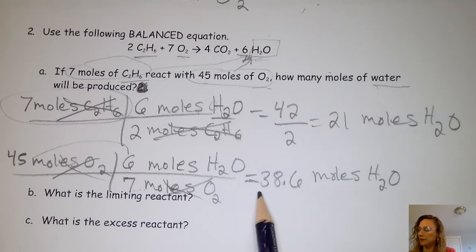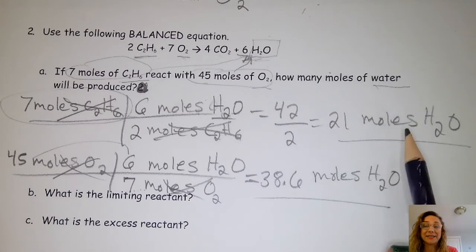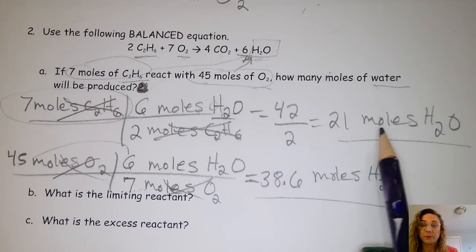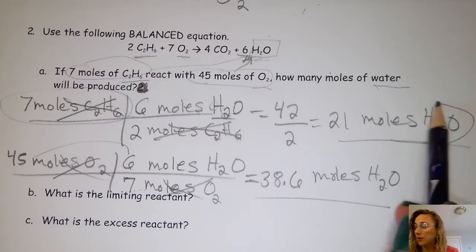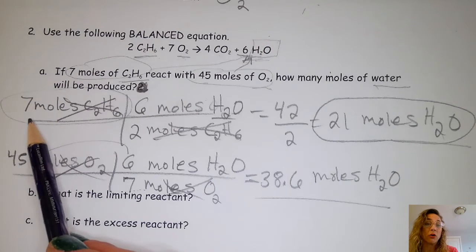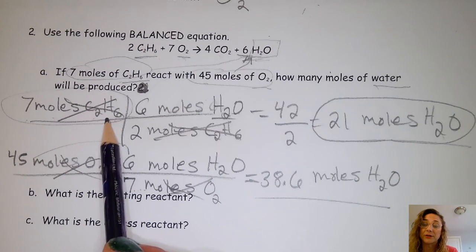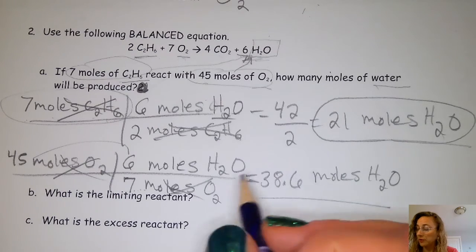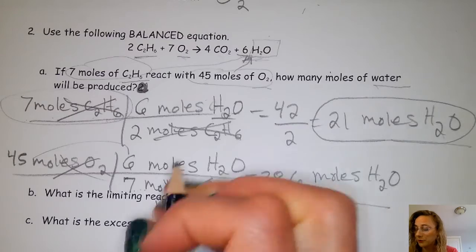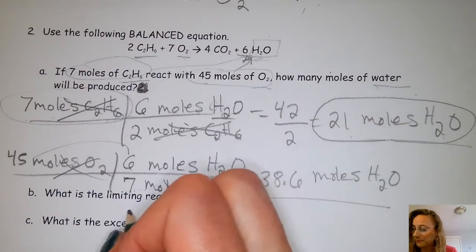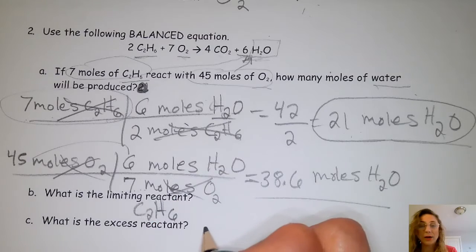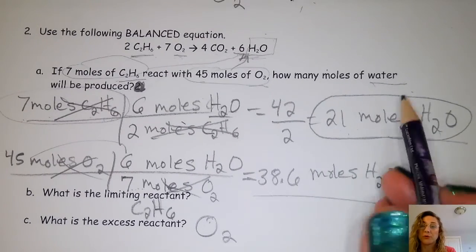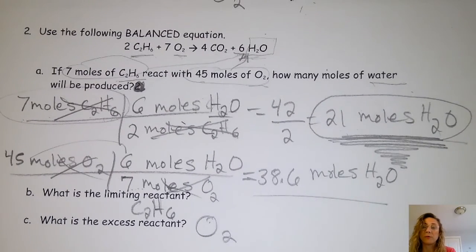Either way, we need to take these 2 quantities and compare them. The one that makes the least quantity will be your limiting reactant, since it's going to limit the amount of product formed. So the 21 moles of H2O is all we're going to be able to make, because that's all that the 7 moles of the C2H6 is going to be able to provide you. And we have plenty of oxygen, we have excess oxygen, so the limiting reactant is C2H6. And the excess reactant is the oxygen, again. All right, and then the answer to how many moles of water would be produced would be 21. So that's going to be your answer to that problem.